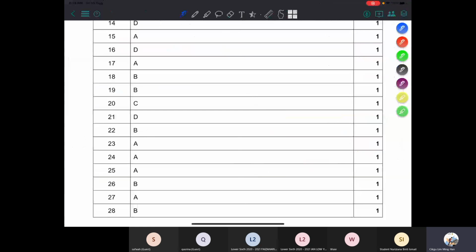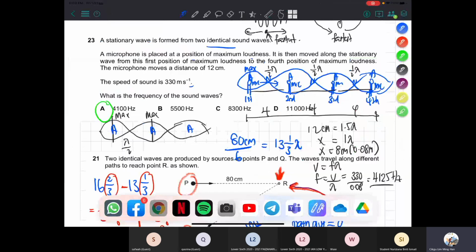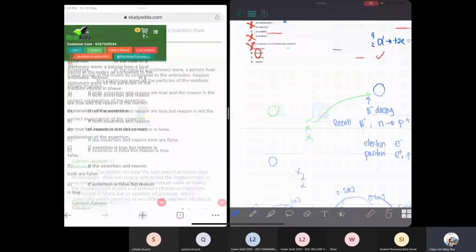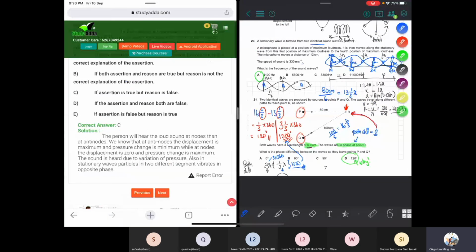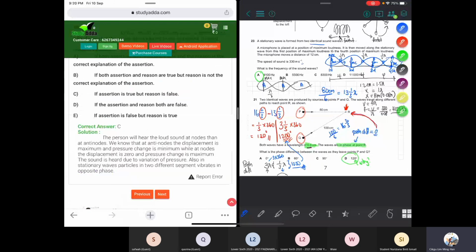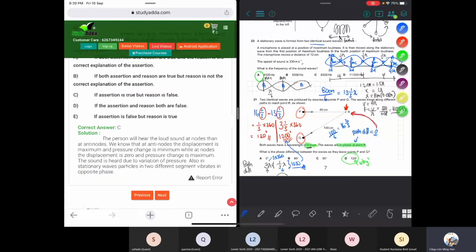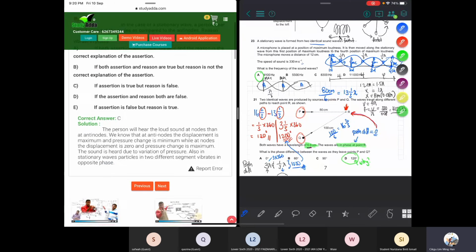But we have an argument here. Suppose you hear the loud sound at knot. A person will hear loud sound at knot. Then we know that at anti-knot the displacement is maximum, pressure changes is minimum, while at the knot, the displacement is 0 and the pressure changes is maximum. The sound is heard due to the variation of pressure. Also in stationary wave, particles in two different segments vibrate in opposite phase.